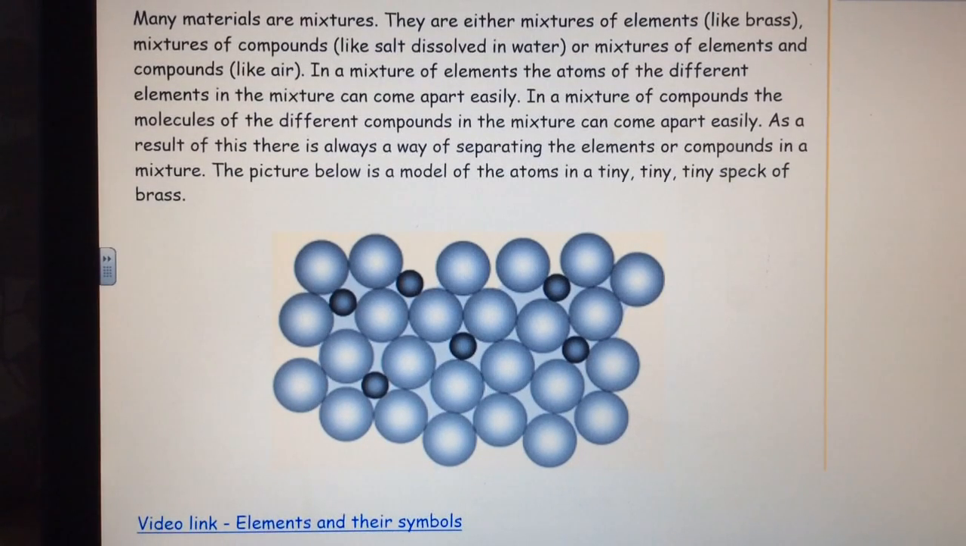Many materials are mixtures. They are either mixtures of elements, like brass, mixtures of compounds, like salt dissolved in water, or mixtures of elements and compounds, like air.